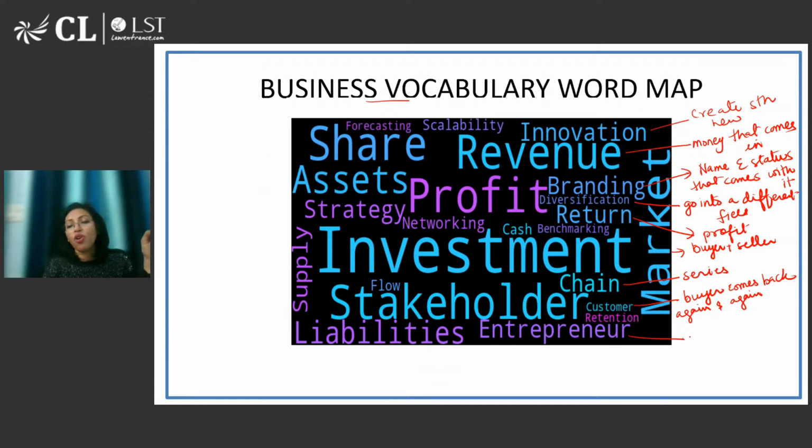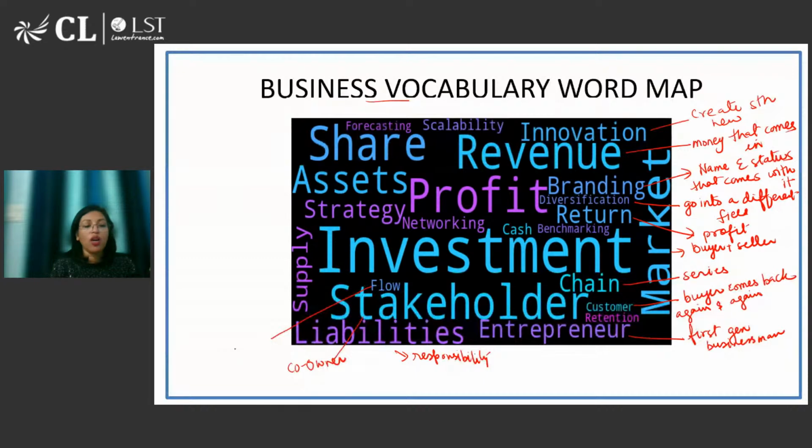An entrepreneur, of course, is a first generation businessman. Somebody who's running a business for the first time in his life. He's an entrepreneur. Liability is your responsibility, for which you may have to pay. That's your liability. Stakeholder is somebody who has a stake, who's part of the business, so he's a co-owner, I'll say that. Flow, of course, we understand flow is what?